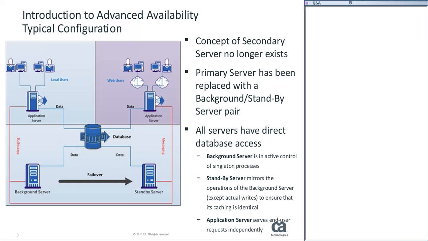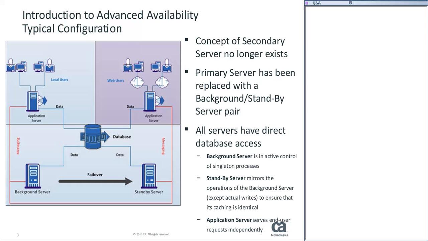So here's another view of the typical configuration. As I've already mentioned, the concept of secondary servers no longer exists. You now have the concept of the application servers. Primary servers have been replaced by a background standby server pair. And all servers have direct database access. So once again, this removes that single point of failure through the primary service desk server that exists in a conventional environment.